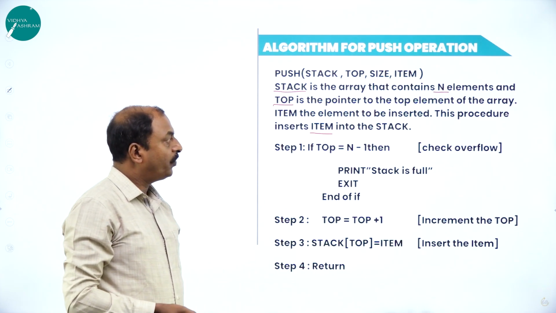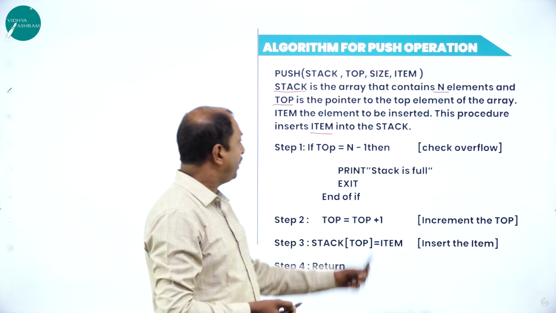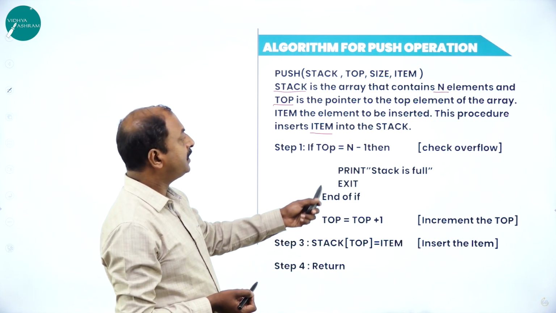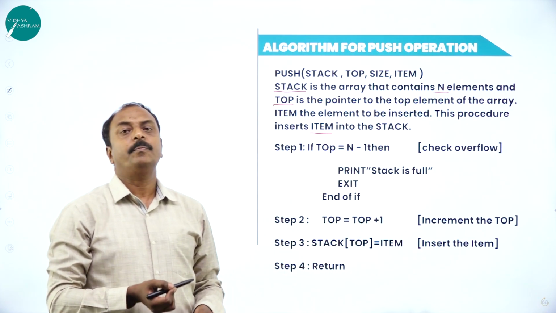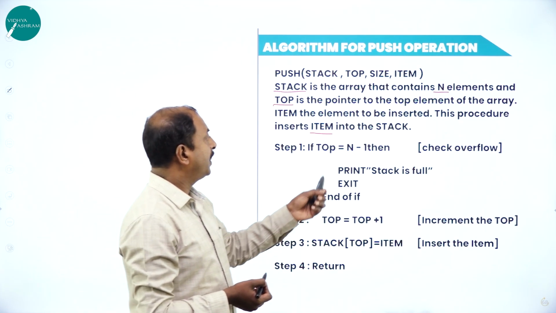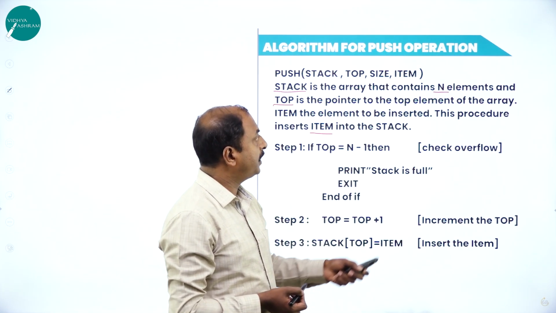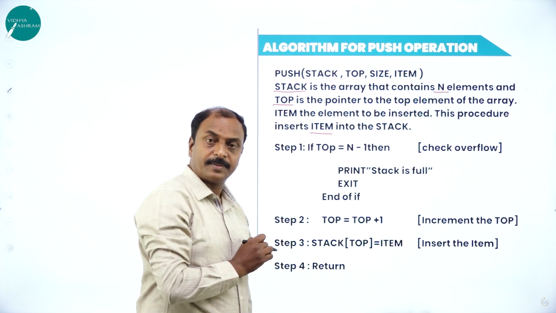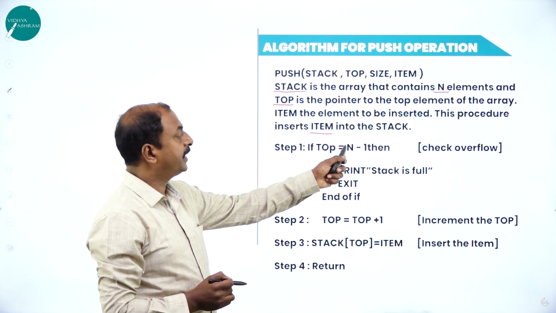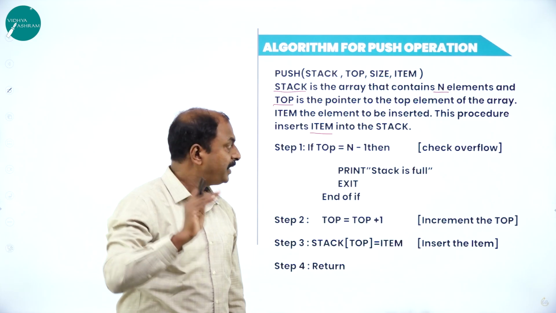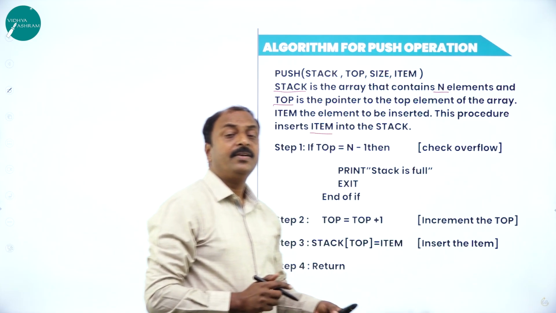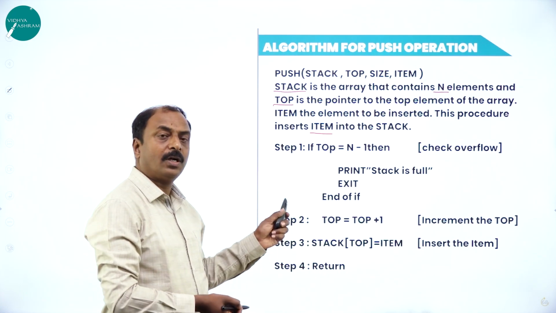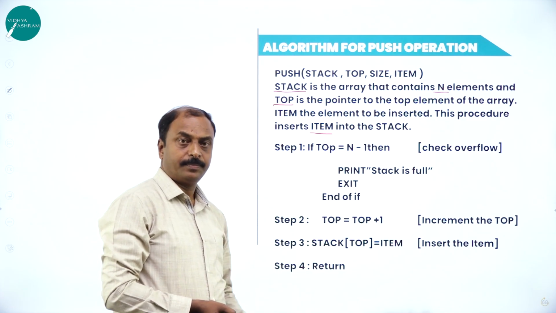Here, before we start inserting, what is step 1? Step 1: if top equal to n minus 1, then the stack is full, as we have seen in our previous example. Here n is the size of the array and n minus 1 is the last index. So if top is at the last index, then it means the stack is full and we cannot insert any more new elements into the stack. So we have to exit from this algorithm. So this is the first condition.